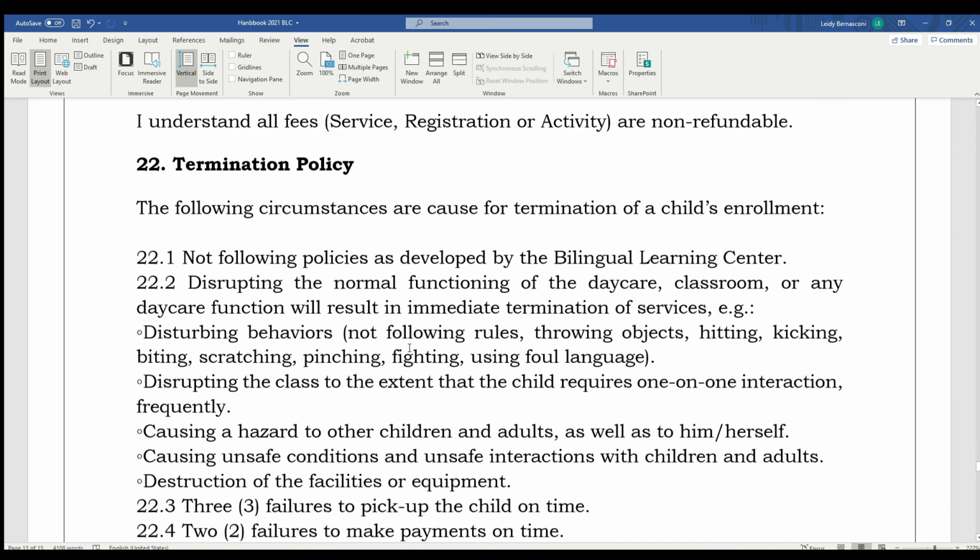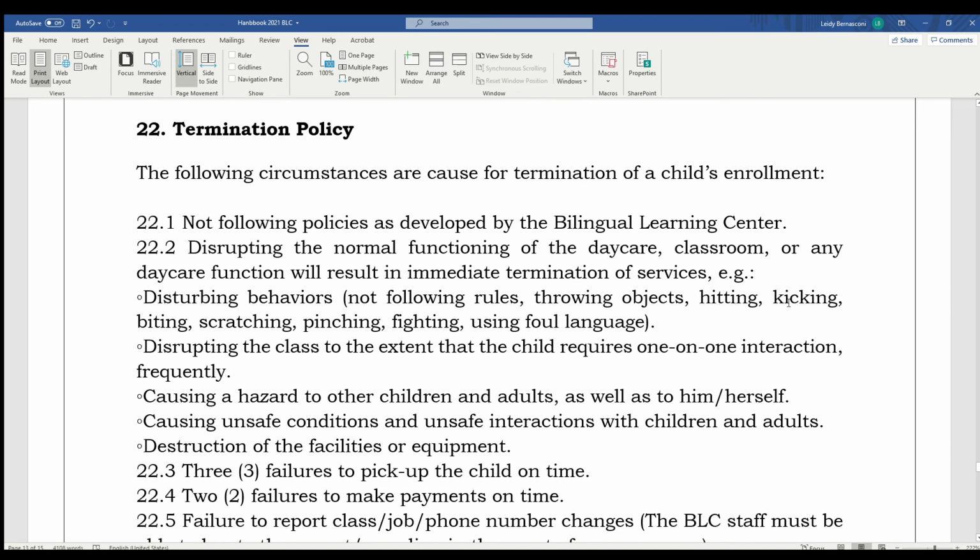Number 22, termination policies. I had to do this many times, at least one per year. I always have to think that every time I bring a new family, it's going to be a great addition for the whole group. I always have to think about the whole group, not just about one family.